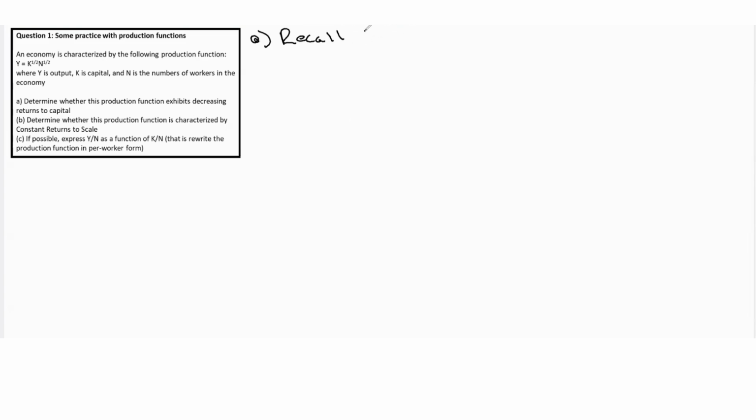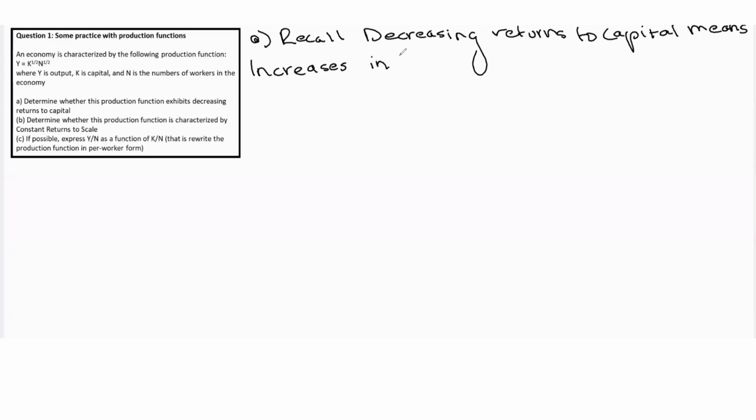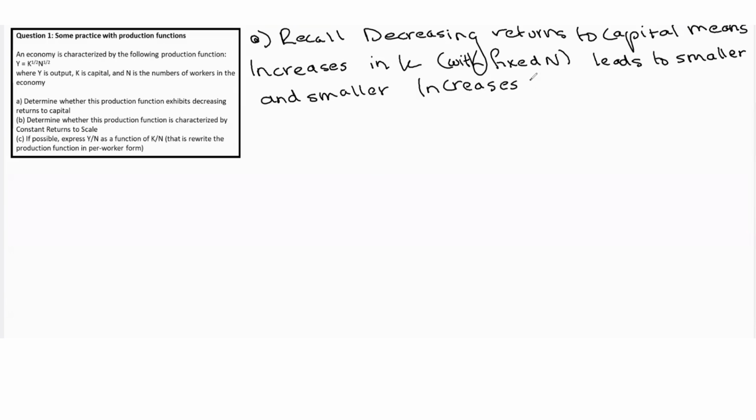So recall, decreasing returns to capital means increases in K with fixed N leads to smaller and smaller increase in output. So basically when you increase K, output will increase, but the rate at which it's increasing will go down as you keep on increasing K.